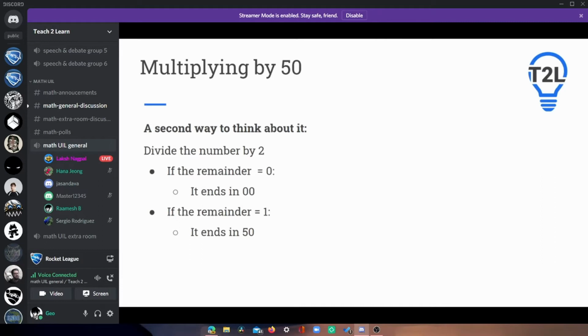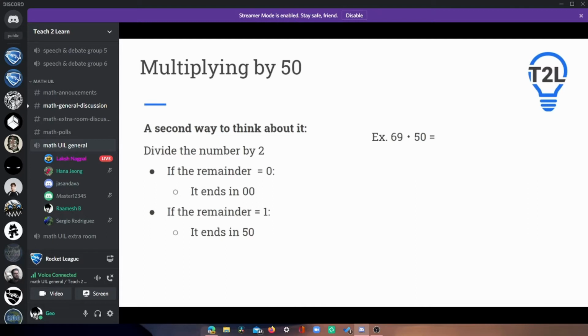So let's just say you have 14 times 50. You divide it by 2, so it'd be 7 remainder 0, and then you add 2 zeros to that, so that would be 700.